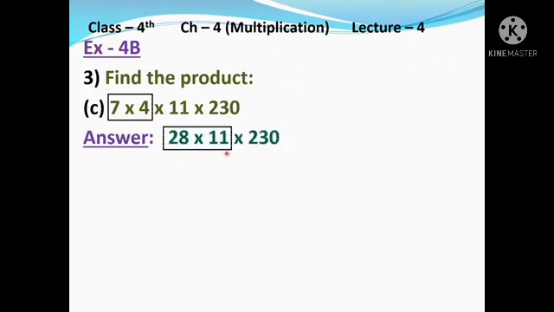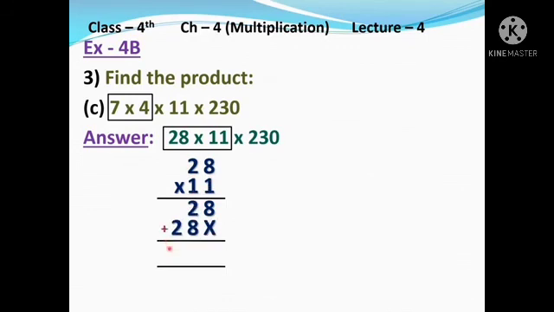Now multiply 28 by 11. So write down 28 multiply 11. See, 1 8s are 8. Write 8 here. 1 2s are 2. Write 2 here. Now put 1 cross here. Now multiply 28 by 1. See, 1 8s are 8. Write 8 here. 1 2s are 2. Write 2 here. Now we will do addition.